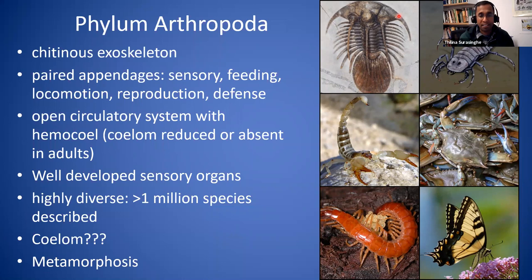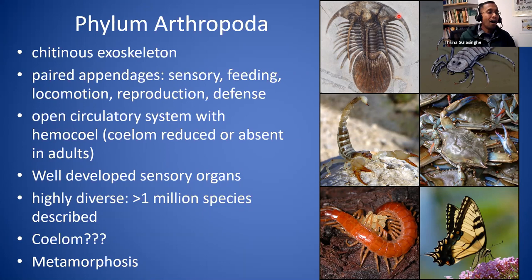Maybe in embryonic stages, maybe in the egg. But if adults have a coelom, it's going to be extremely small, extremely reduced. It's giving way to hemolymph, which has taken up some of the functions of the coelom. That's why it is happening. They have well-developed sense organs, extremely well-developed eyes and chemoreception. The diversity is astounding: over 1 million known species, maybe another 10 million that we don't even know of.